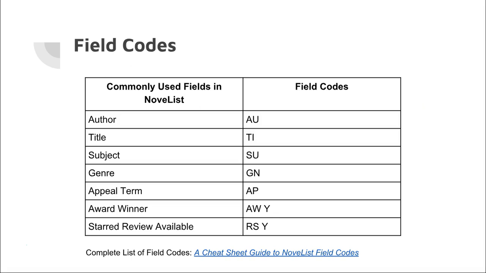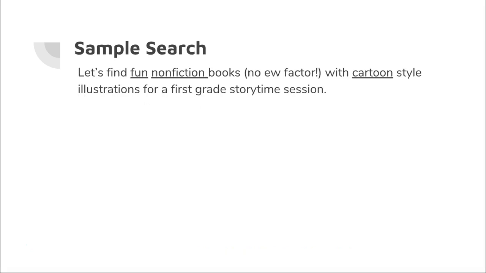We're now ready to construct a search using appeal terms, field codes, and Boolean operators, which is sort of like command line searching in ProQuest Dialog. Let's say that we want to find some fun nonfiction books that have no ooh factor with cartoon-style illustrations for a first grade storytime session. First, we must identify relevant appeal terms.